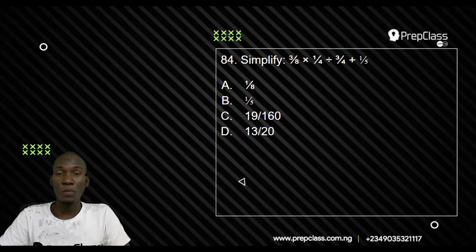Question number 84. 3 over 8 times 1 over 4 divided by 3 over 4 plus 1 over 5. We have to simplify. A, 1 over 8. B, 1 over 5. C, 19 over 160. D, 13 over 20.